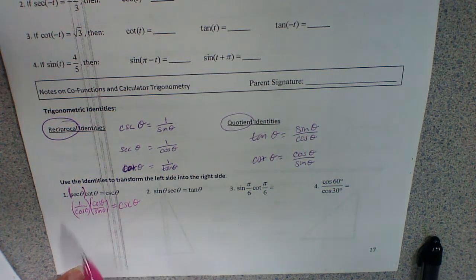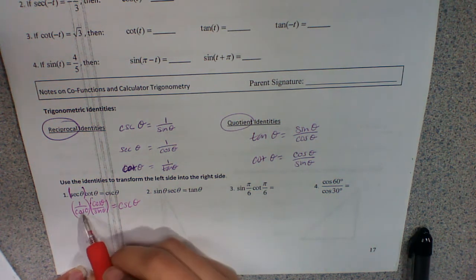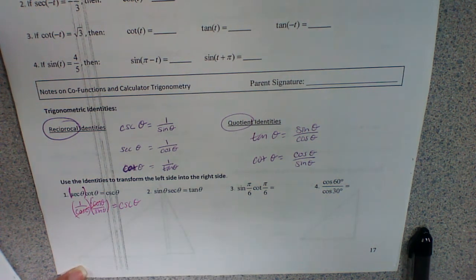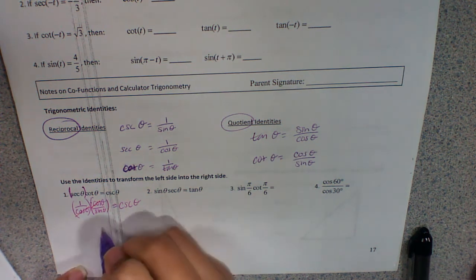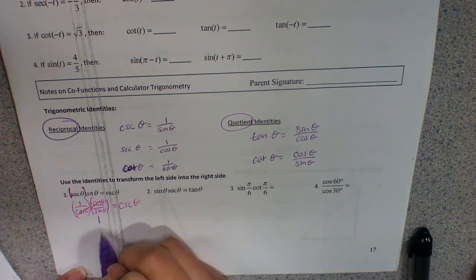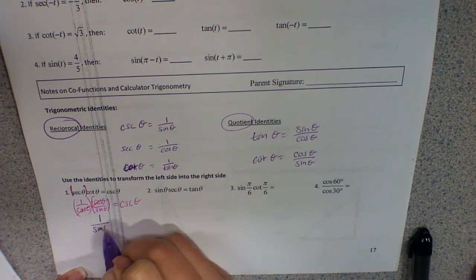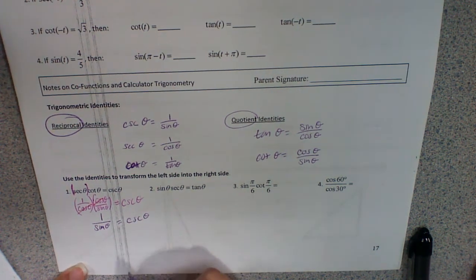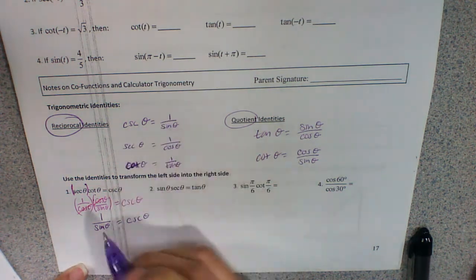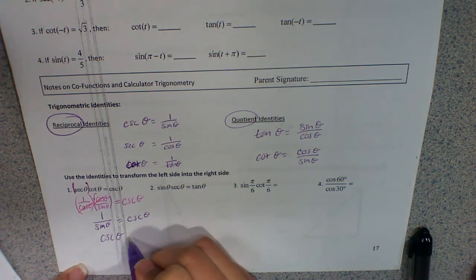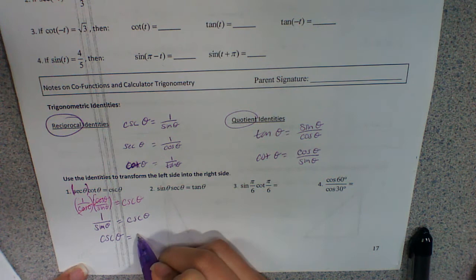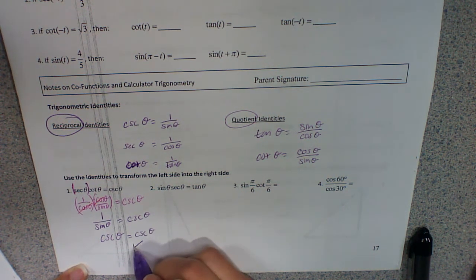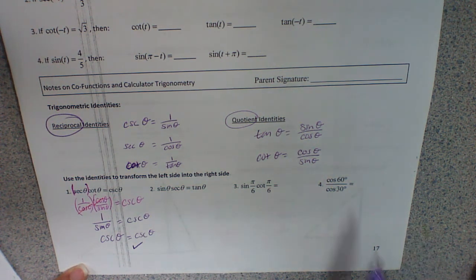Let me see what happens here. When you multiply fractions, remember you can always simplify diagonally, and if I do that, your coses go away. All I'm left with is 1 over sine of theta, which does equal cosecant of theta because they're reciprocals. So I'm going to show it this way: cosecant of theta equals cosecant of theta, and we're done. There's your proof.